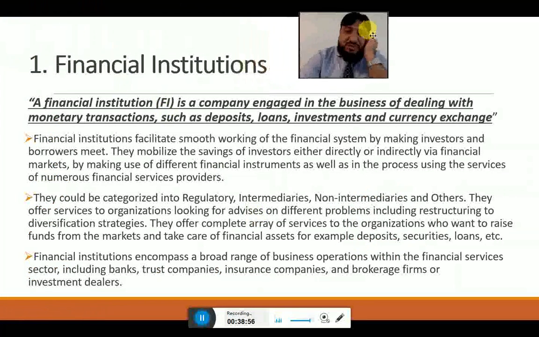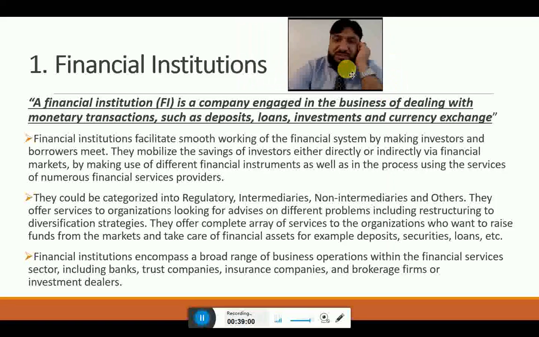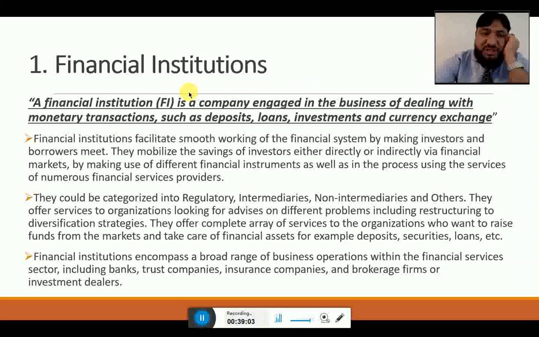Okay, so these components are discussed in details here. Let's talk about them. Financial institution. A financial institution is a company engaged in the business of dealing with monetary transactions such as deposits, loans, investments, and currency exchange. Any organization who is doing business in monetary transactions. Monetary transactions means accepting deposits and giving loans. Monetary transactions means making investments, and monetary transactions means currency exchange. So if any organization is dealing with deposits, loans, investments, and currency exchange, such an organization is called financial institution.